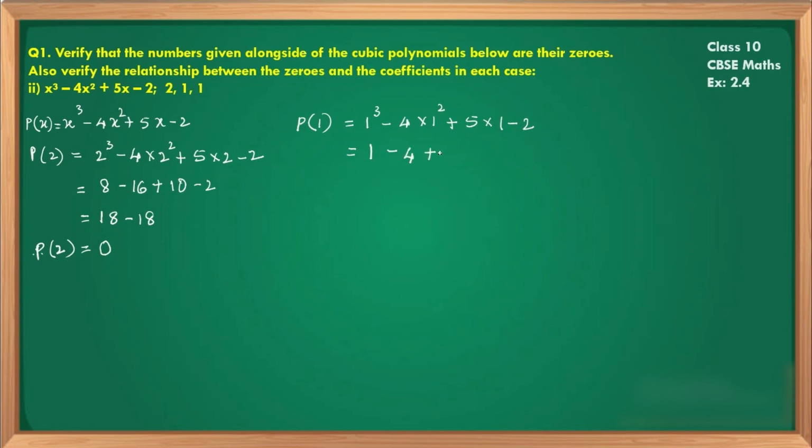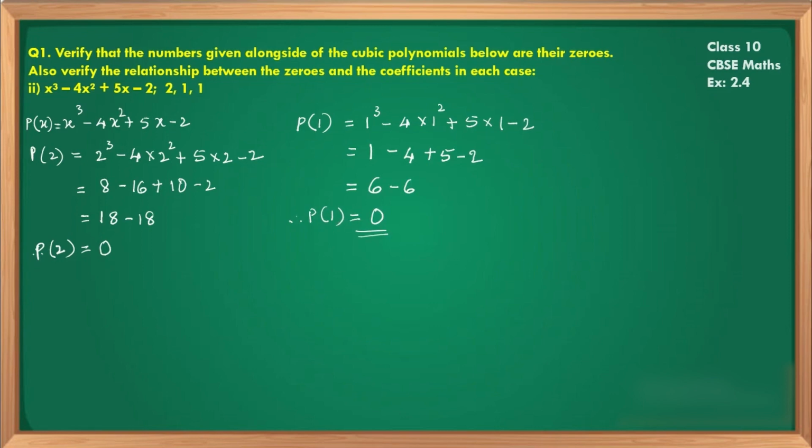plus 5 into 1 is 5, minus 2. Equal to, see, plus 1 plus 5 gives you plus 6, minus 4 minus 2 gives you minus 6. That means the answer is 0. Even this, P of 1, is also 0. That means even 1 is a zero.